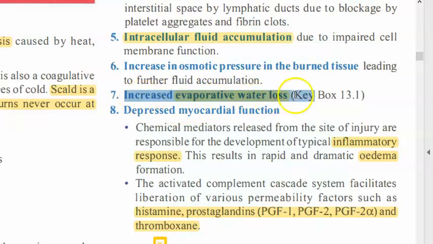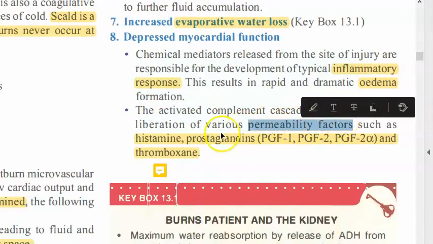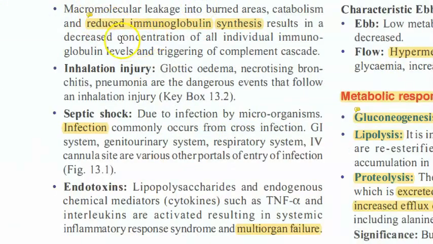Increased evaporative water loss. Because of evaporation, there is water loss. Then myocardial function is depressed; the functioning of the heart is depressed. Here they are listing some permeability factors: histamine, prostaglandins, thromboxane, etc. Continuing this, they are saying that there is reduced immunoglobulin synthesis. Immunoglobulin means antibodies, so there are fewer antibodies.